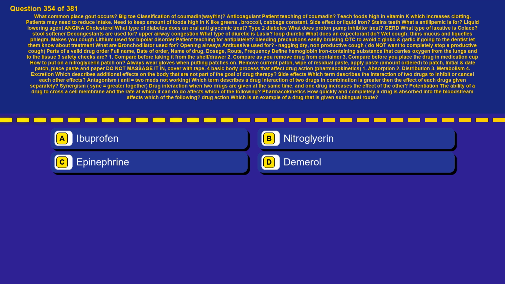Three safety checks are: 1. Compare before taking it from the shelf or drawer. 2. Compare as you remove the drug from the container. 3. Compare before you place the drug in the medication cup.